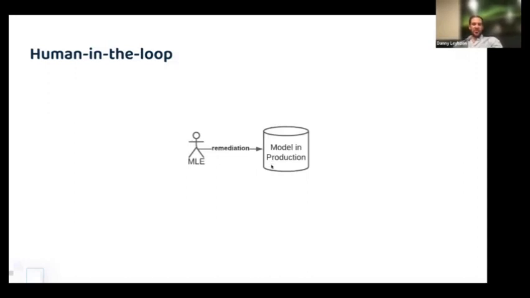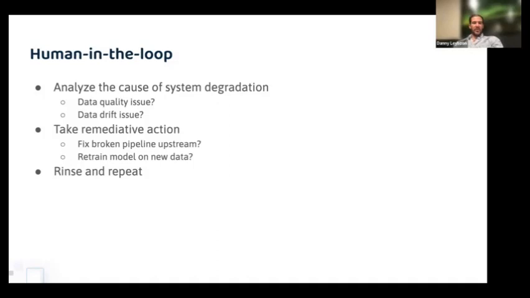They've found an issue with the machine learning model or the machine learning system, and they can remediate it, such as by retraining the model. So with this human in the loop analysis, we can see that there's the ability to analyze the cause of system degradation, see whether the model performance failure or degradation is caused by a data quality issue or a data drift issue. They can take some kind of remediative action, such as fixing a broken pipeline upstream or retraining the model on new data. And then they can rinse and repeat, right? When they've fixed the problem, they can go away and wait for another problem to come.